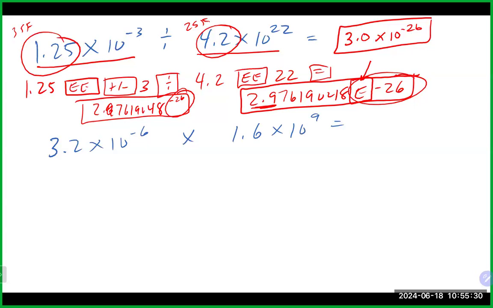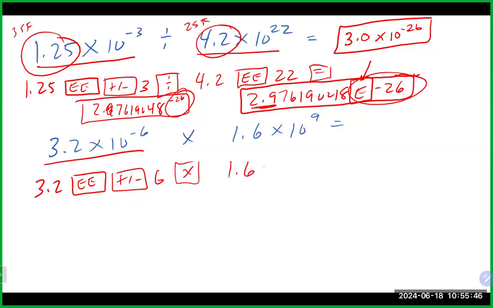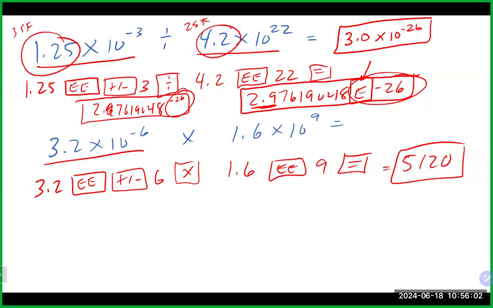If the front number looks good, but the exponent part's off, it's probably the way that you're punching into your calculator. Same thing here. We're going to go 3.2. Once again, going to hit the exponent button. Going to go with the negative button and 6, which will take care of that guy. Going to hit the multiplication button, 1.6, exponent button, and positive 9, hit the equals. And in this case here, 3.2 to the negative 6 times 1.6 to the 9 is going to give me a 5120 on my screen.